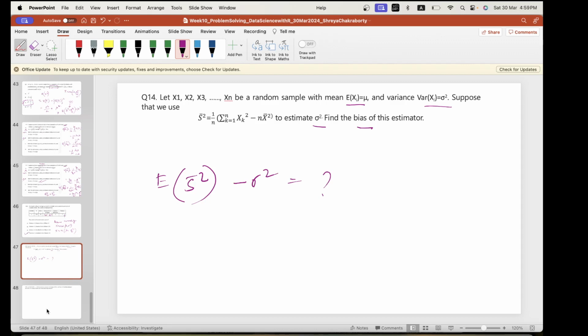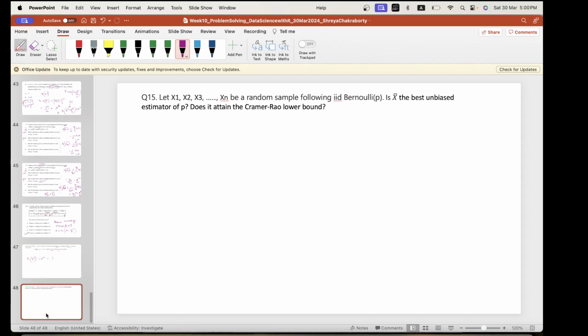Okay. Alright. So if you're given a question like this, let x1, x2, x3 to xn be a random sample following IID Bernoulli P. Is x bar the best unbiased estimator of P? Does it attain Cramer-Rao lower bound? So if it does attain, then yes, this is the best unbiased estimator of P.